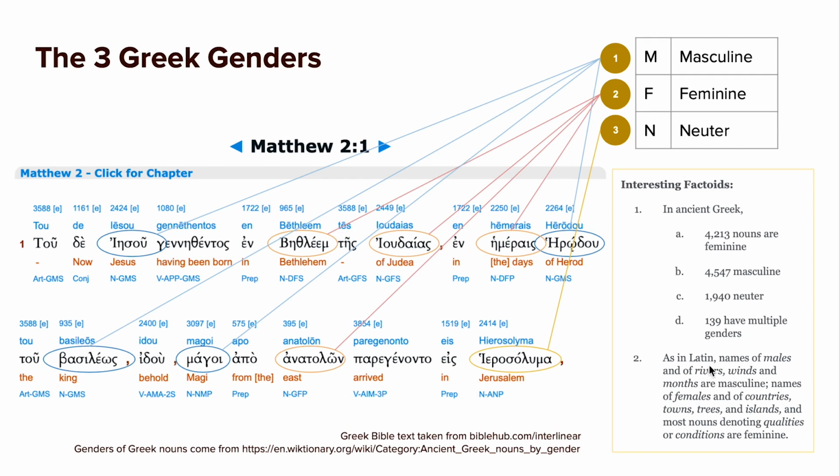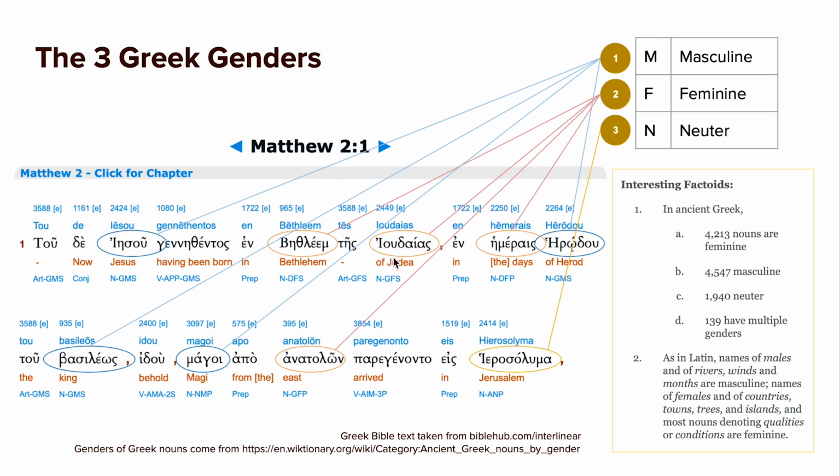And it's interesting, I've noted over here, it's just like in Latin: names of females, of countries, towns, trees, and islands, and also nouns denoting qualities and conditions are feminine. And here we have a town, so that is expected to be feminine. And here we have another region, which is also feminine. But over here we have Jerusalem, which is a city, and that's actually neuter, and it's plural. So that's a little bit of an exception. It's like the Jerusalems. All right, so Bethlehem and Judaias are both dative, feminine, singular.